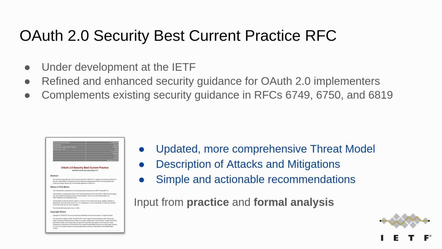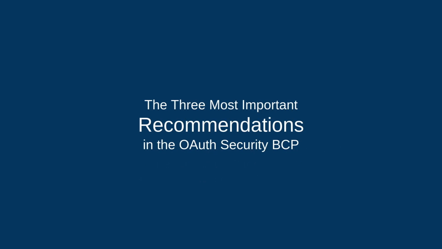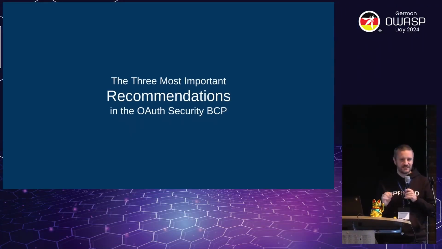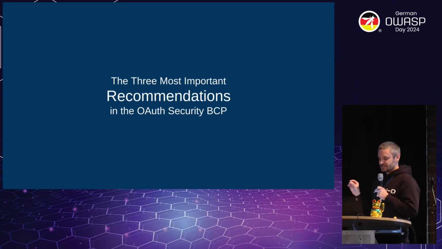We now also have an updated, more comprehensive threat model, describing all the attacks and mitigations that we know. So this is really the condensed knowledge of the OAuth community on attacks around OAuth. Yeah, so if you want to integrate OAuth attacks into your juice shop, this is the document to go and read and implement all the attacks. So what are the recommendations in that document? I would probably need like 3 hours to talk about them all, but here are the 3 most important ones.